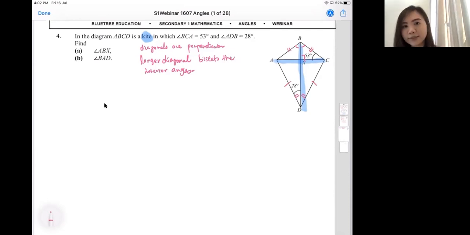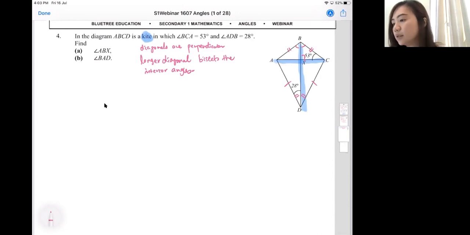So with all these in mind, usually the question will not state all the characteristics. You are supposed to recall and know all these characteristics beforehand. When we see a kite, all the characteristics should come naturally. Everything should be linked. So you need to study the characteristics well enough. Now we have to find ABX.